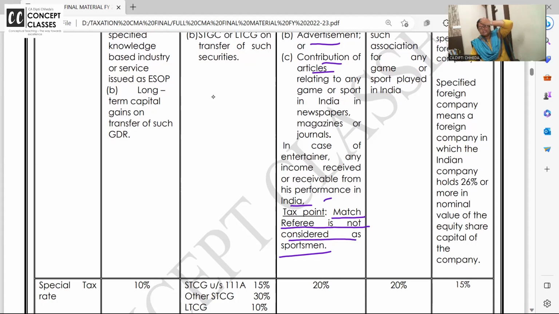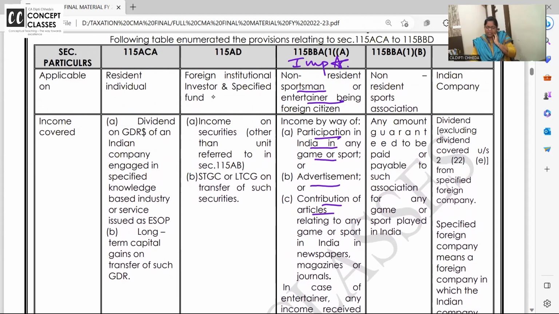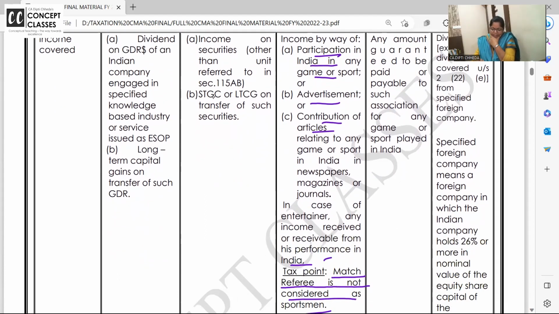If a non-resident match referee is coming to India and earning through IPL, he cannot take the benefit in 115BBA because he is not a sportsman, he is not an entertainer. So, ma'am, the match referee will not be called a sportsman? The answer is no. He should play the game or he can get income through advertisement, you know.